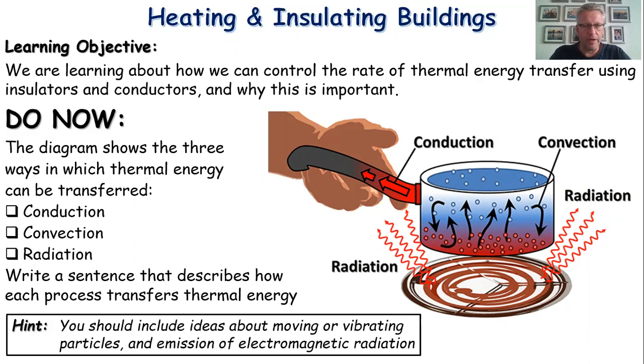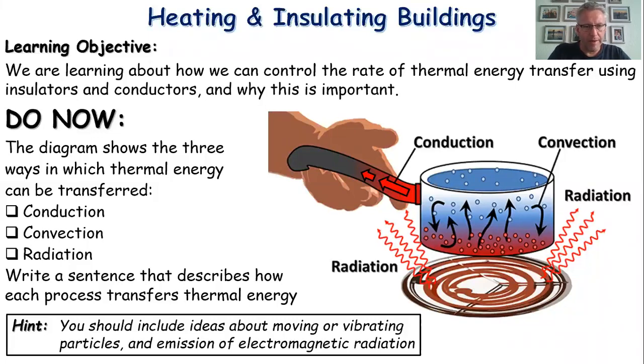And we've been talking in the last few lessons about thermal energy transfer. So this really brings those ideas together. Today we're learning about how we can control the rate of thermal energy transfer using insulators and conductors and why this is important. And specifically, we're going to be looking at insulating buildings in that context.